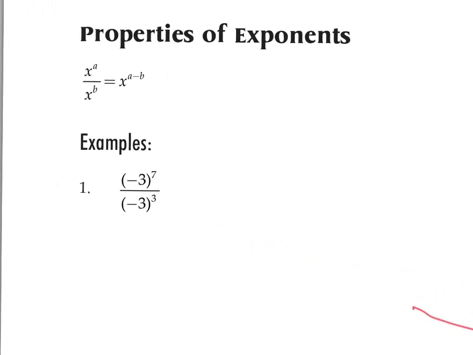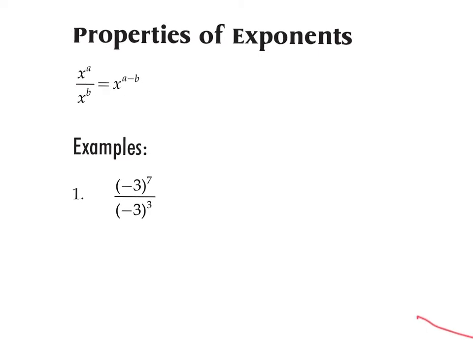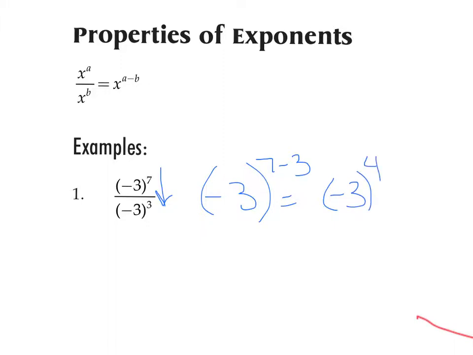Okay, you can see the rule here. x to the a over x to the b equals x to the a minus b. Now this only works if the base is the same. If I had two different bases on the top and the bottom, this wouldn't work. In the example 1, we have a base of -3, so the base is still going to be -3. If I subtract these exponents, 7 minus 3, I get an exponent of 4, and that's how this rule works.